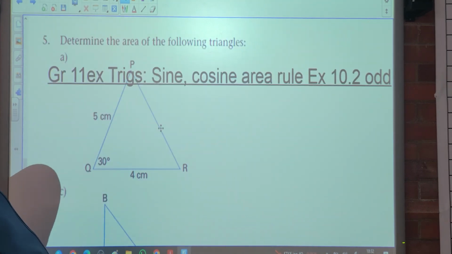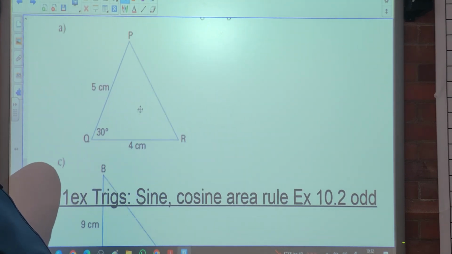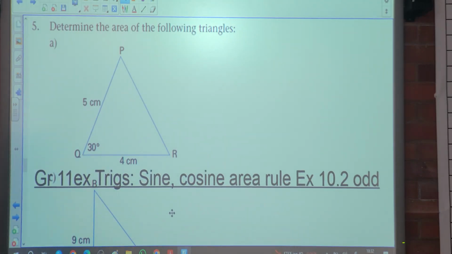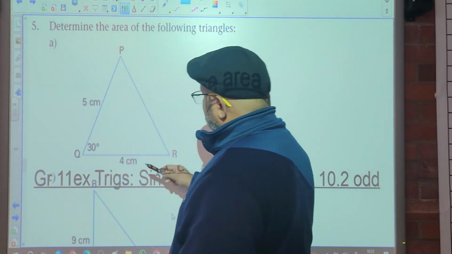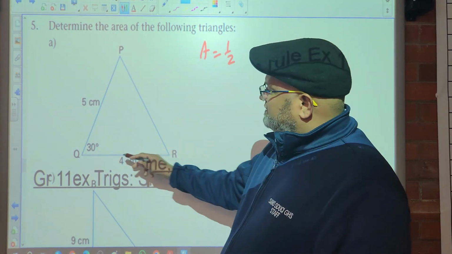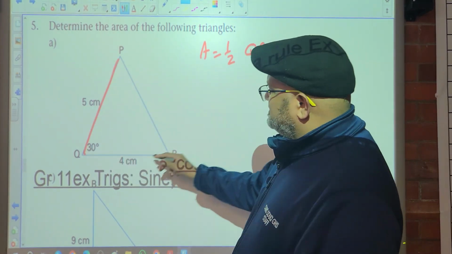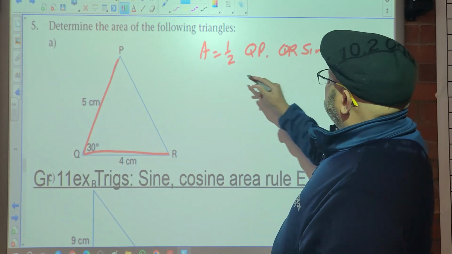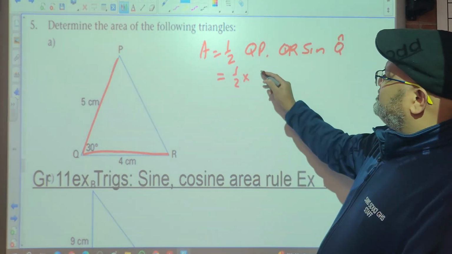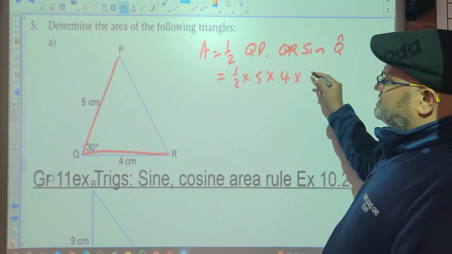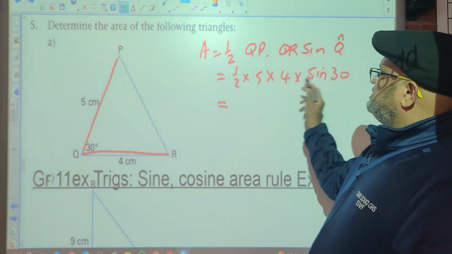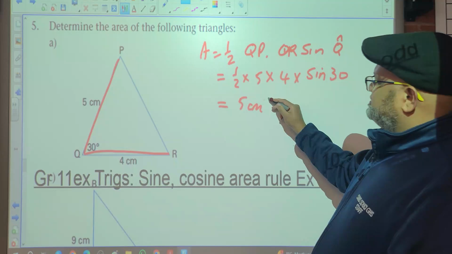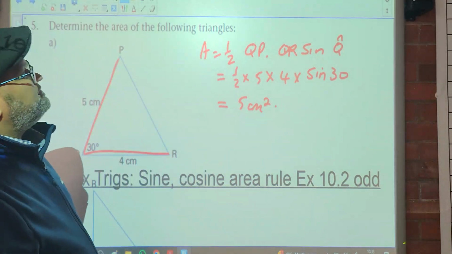Let's look at the next one. Number 5, let's do 5a. So here we are asked to determine the area of the following triangle. What do we need for the area? We need two lengths and an included angle. Not so. So the area is equal to half QP times QR sine of angle Q. So it's going to be half QP 5 QR 4 times sine of 30. Sine of 30 is half, so the answer is 5 centimeters. If you didn't know that, people, no problem. You could have found it in the calculator.